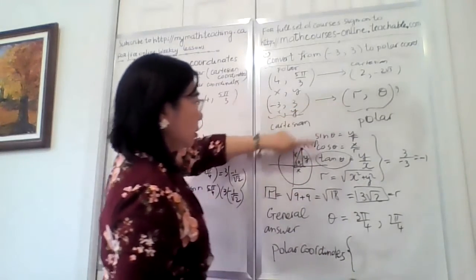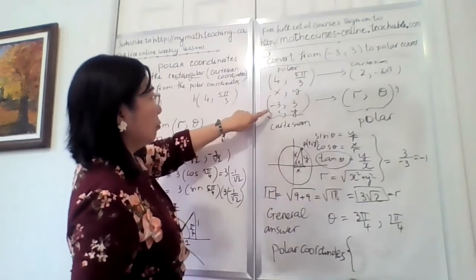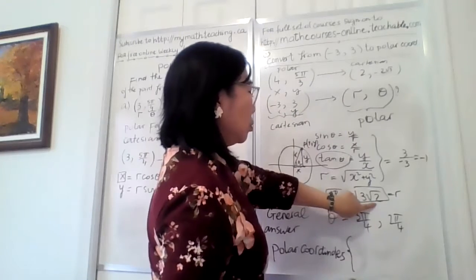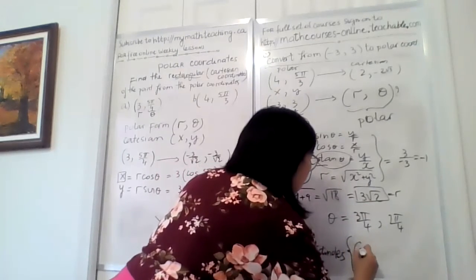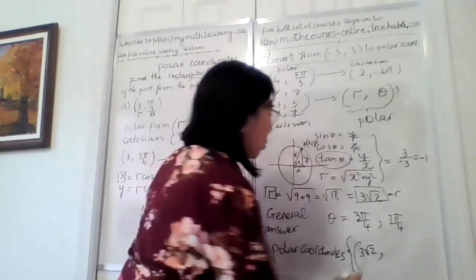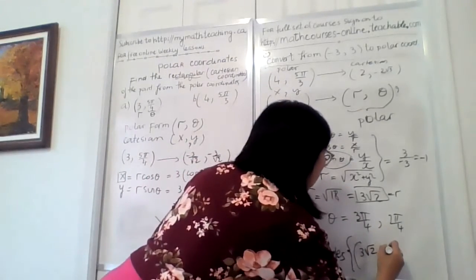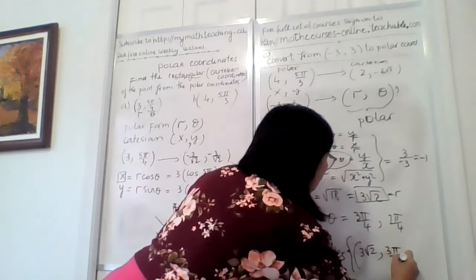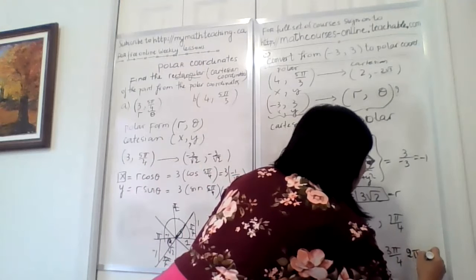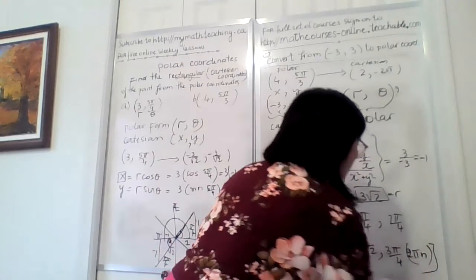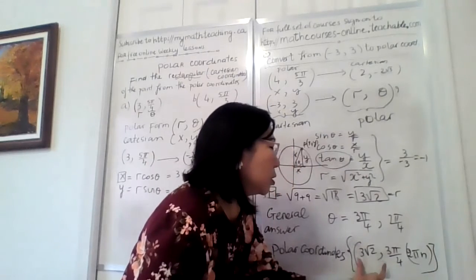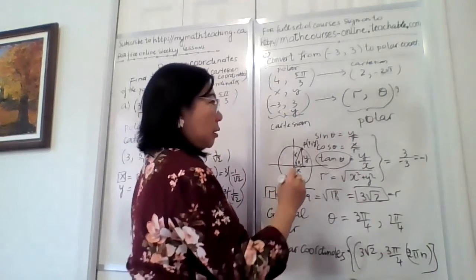Where do we get the R? Here, this number, 3 square root 2. So 3 square root 2 is our R, and our angle will be 3 pi over 4 plus 2 pi n. It means so many rotations, it goes back to the same position. So you will get that.